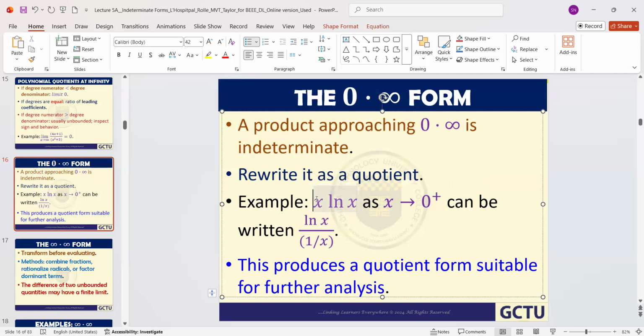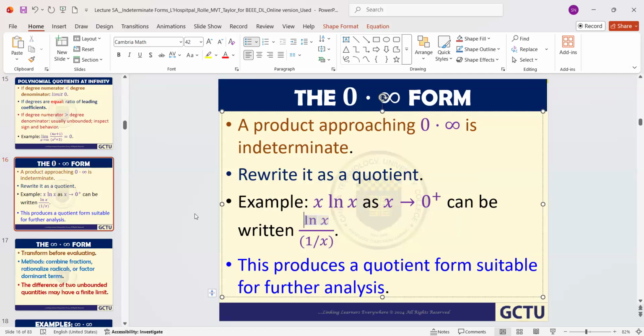If I put 0 here, I'll end up getting 0 multiplied by infinity. So we must look at what happens as x approaches 0 from the positive end. This can be written as natural log of x over 1 over x. I hope you can see that 1 over x will go back to look like this, because the x will come back and multiply this.